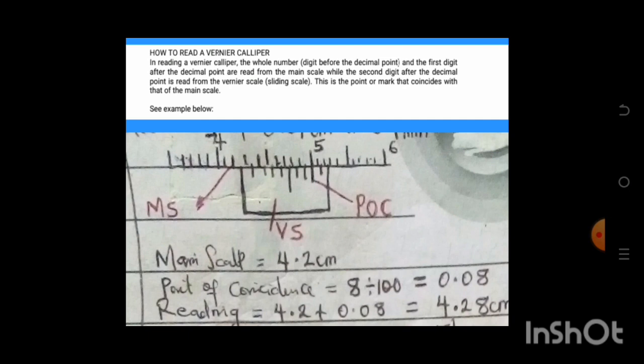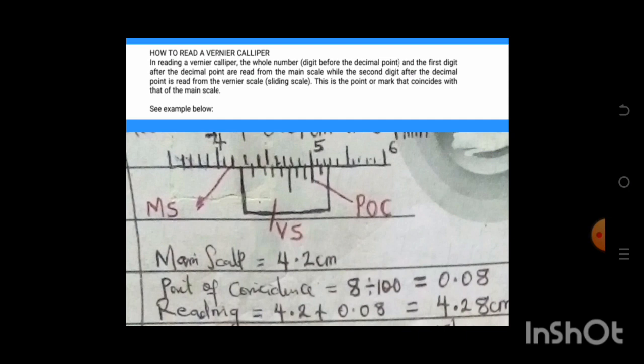Now, when you look at the MS, it is showing the main scale. You look at the arrow pointing to the MS. The MS is pointing to 4.2 centimeter on this vernier caliper. But when you look at the vernier scale, VS, you discover that the POC is called the point of coincidence. And that point of coincidence is the number 8 line inside the vernier scale.